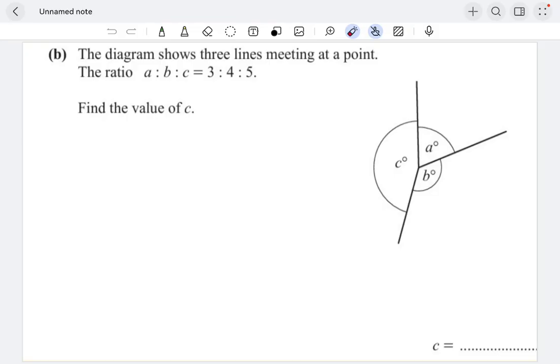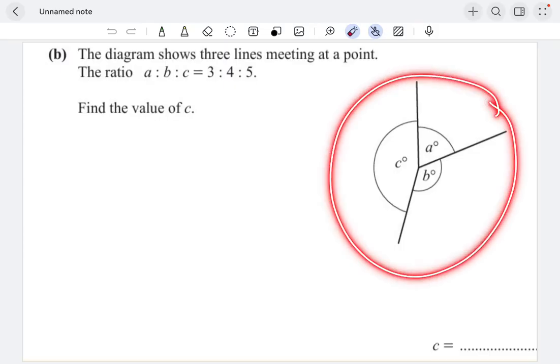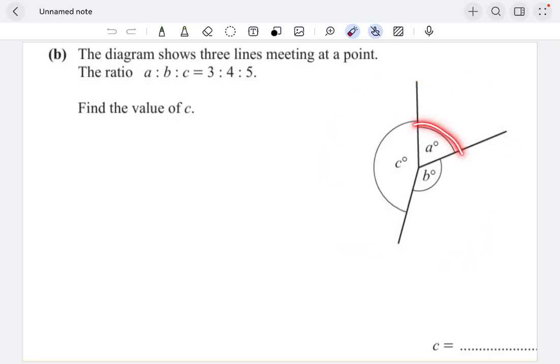Okay, here we have a simple question about ratio. We have a diagram here on the right. The diagram has three angles, A, B, and C, and there is a ratio among the three angles. The ratio of A to B to C is 3 to 4 to 5. What do you mean by the ratio of A to B to C is 3 to 4 to 5?